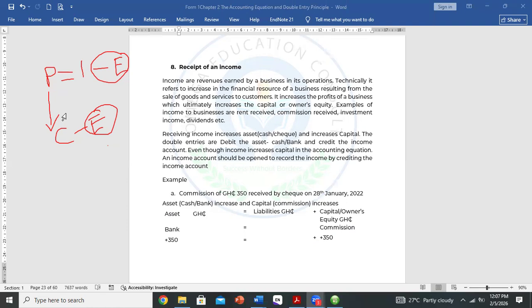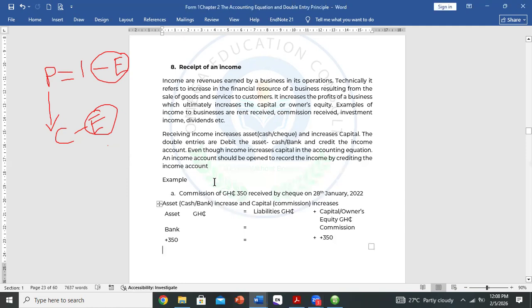So anytime you see received commission, received interest, then you open your income account and you credit it, because capital will be increasing. If capital is increasing, you credit that account, which is the income account. Then since the income will be coming in the form of cash or check, you debit your cash or check account. So that one too is very simple. Then we are gradually getting to the end.